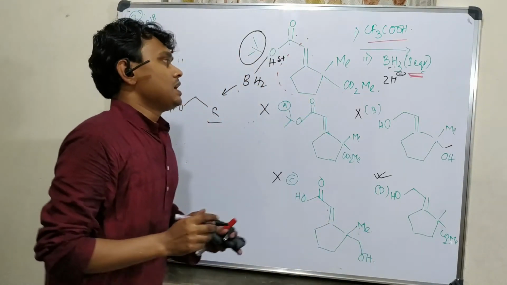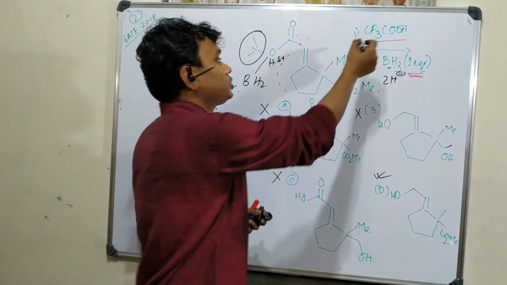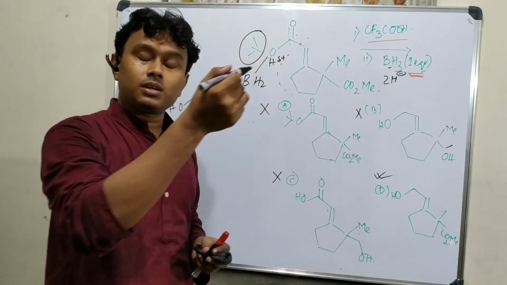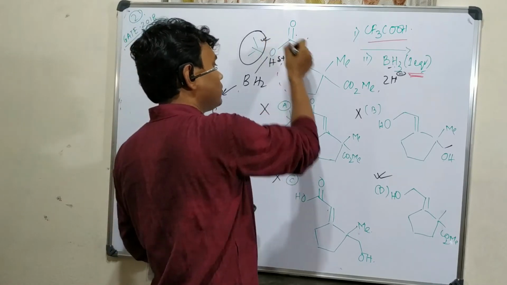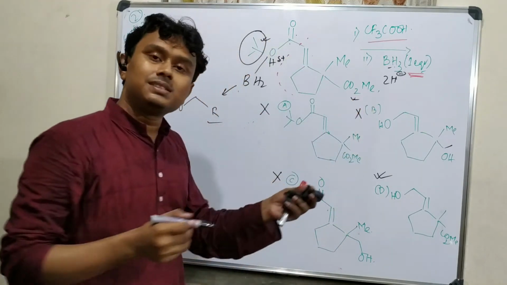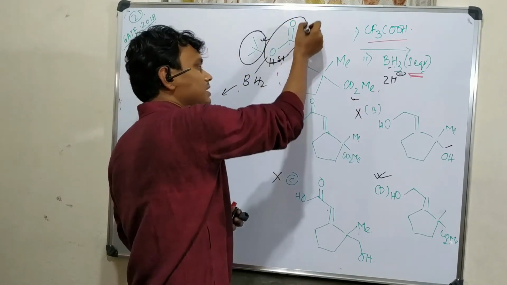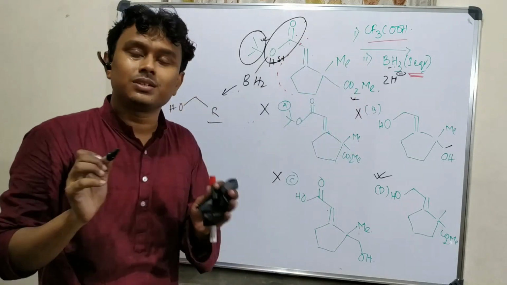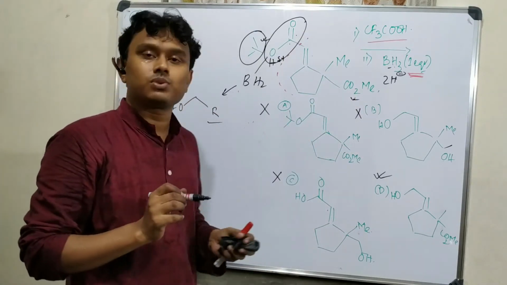And second, you need to have an idea that CF3 reagent is selective for this, not this. So all the reagent is consumed for this part, no reagent left for the other, so the other will be intact. So within 13 seconds you can solve this question.